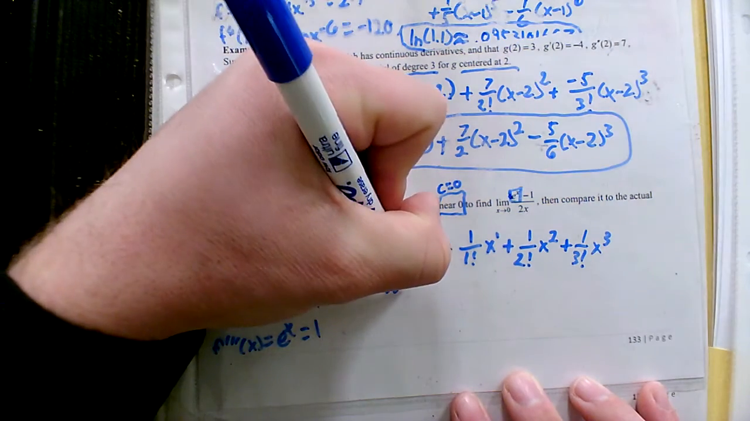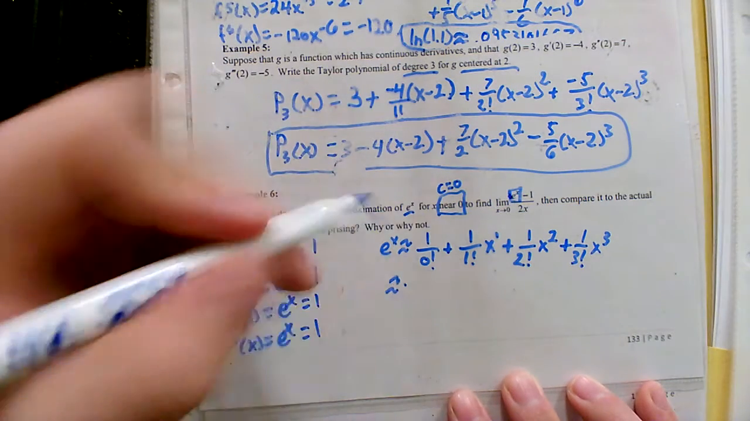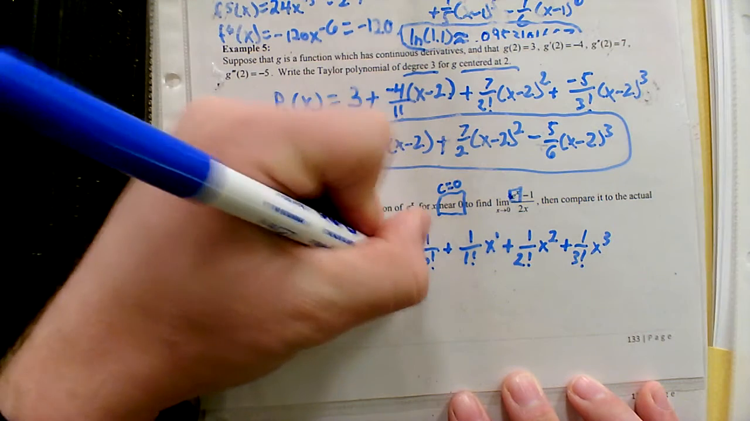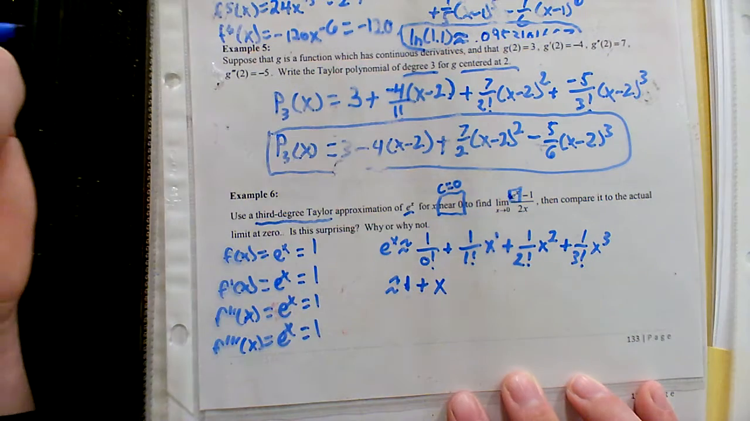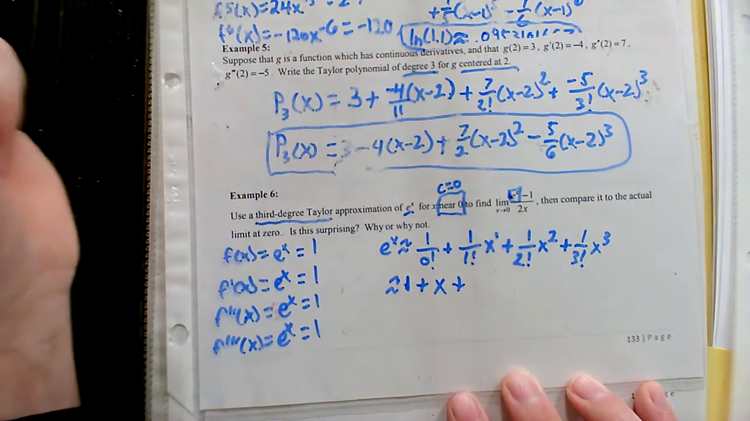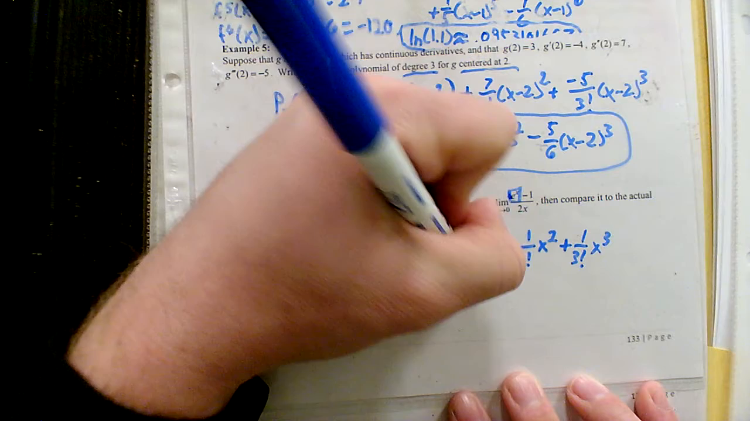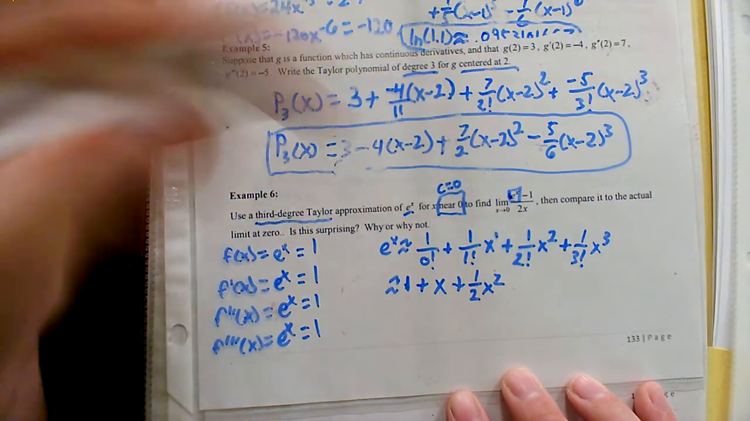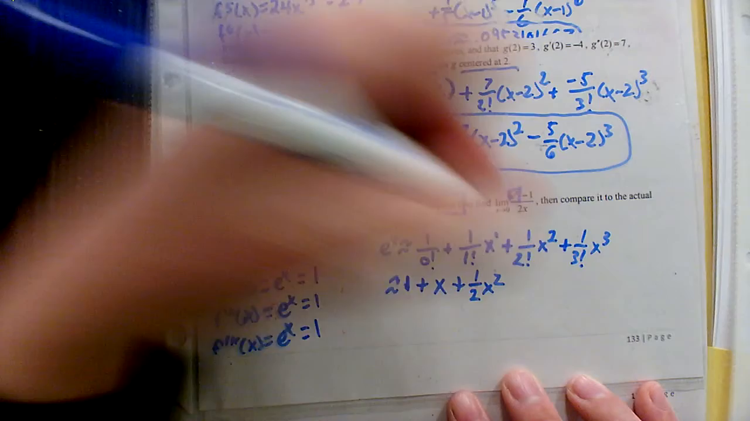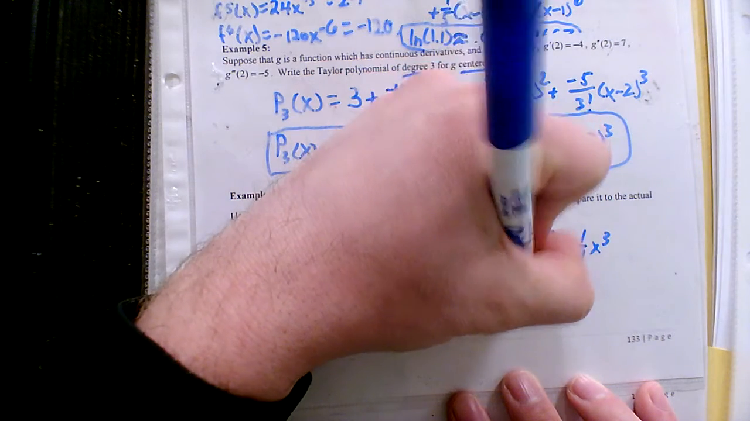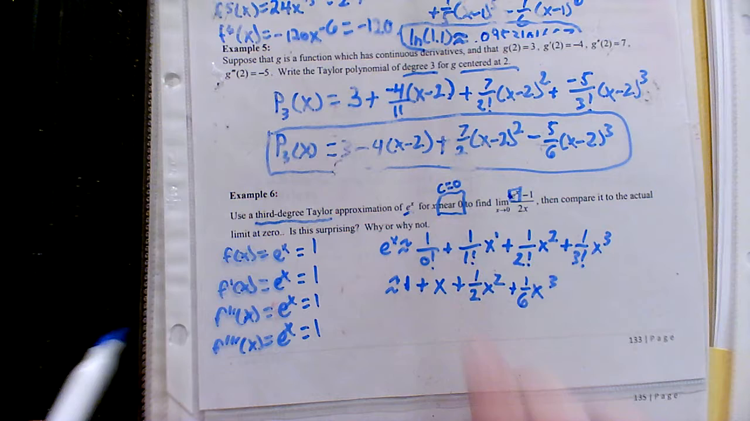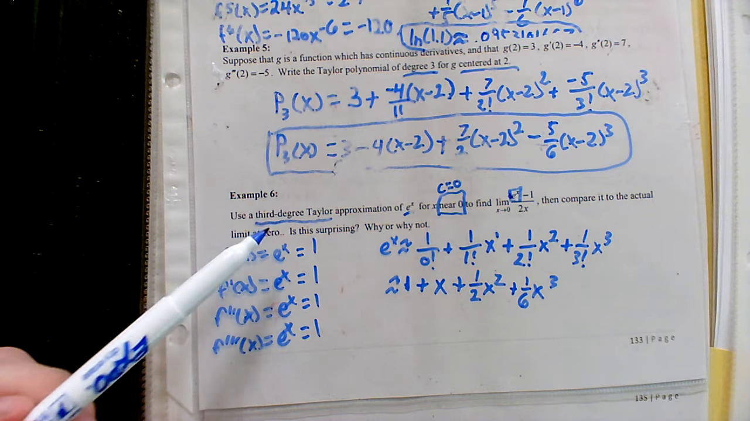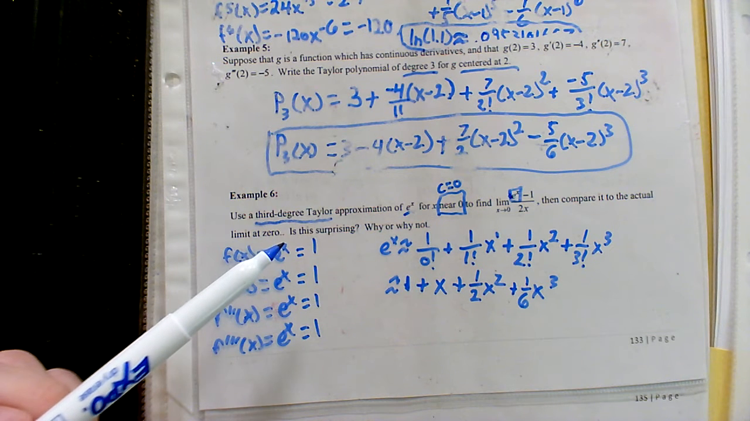And we can reduce it a little bit. Like we said, 1 over 0 factorial is 1. 1 over 1 factorial x is x. Eric already told us 1 over 2 factorial is 1/2 x squared. If we simplify the 1 over 3 factorial, we get 1/6 x cubed. So that's the approximation for e to the x if you go to the third degree. Are we okay up to that point?